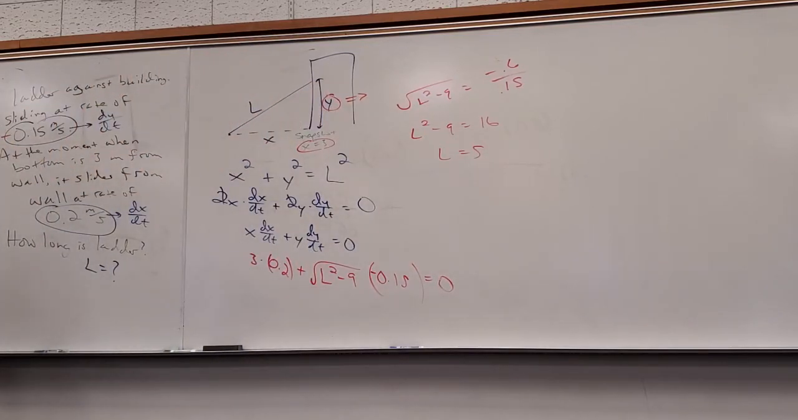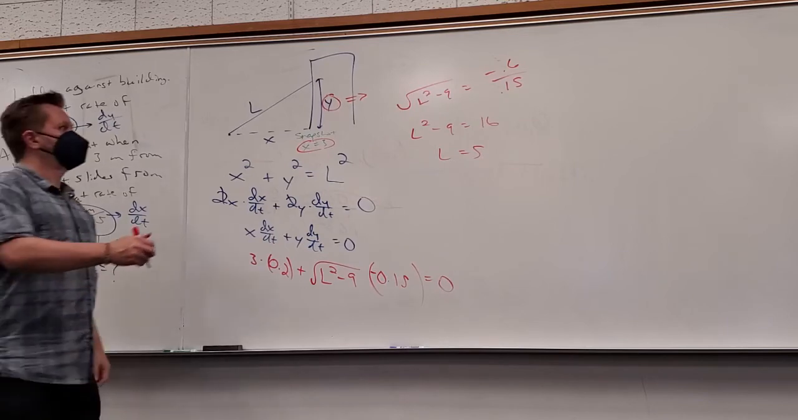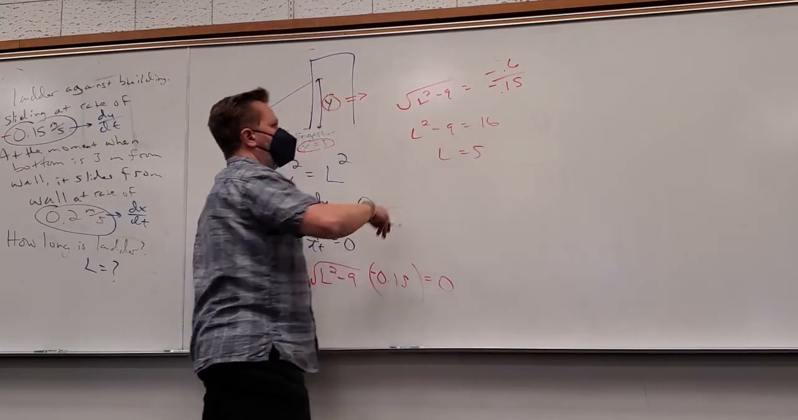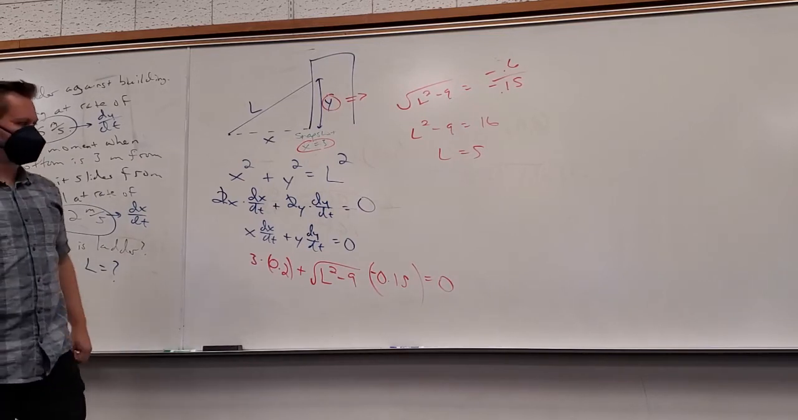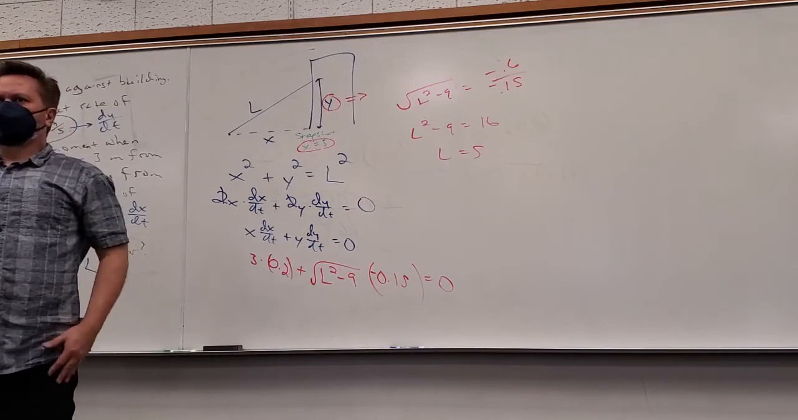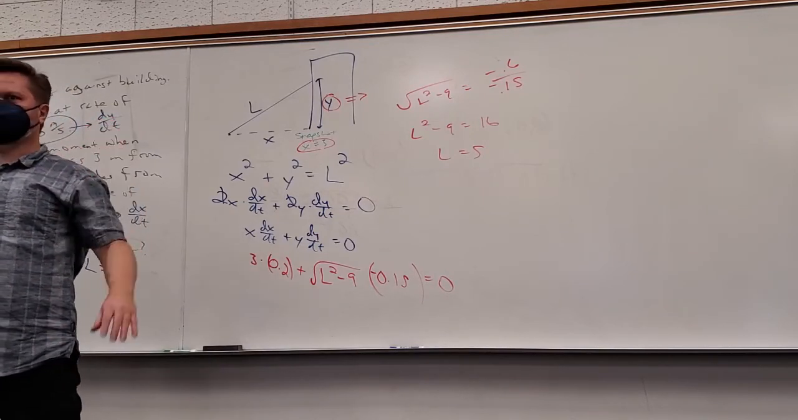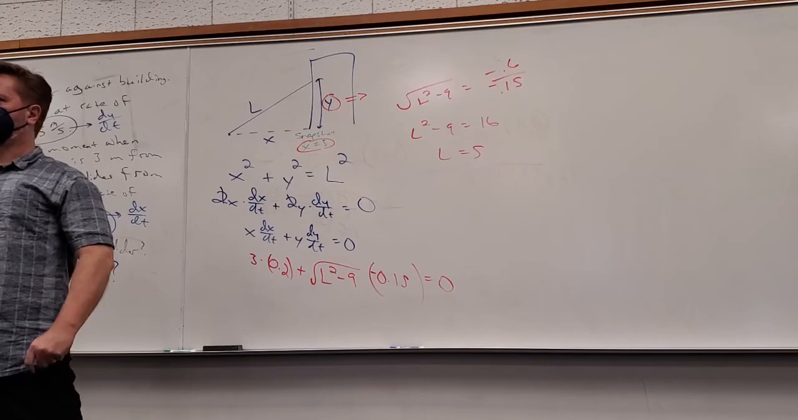Wait, wouldn't L equal root 5, because L squared minus 9 equals 16, so L squared equals 5? No, come on. Wait, okay, I see what happened, no worries. I make mistakes, I totally do. Everything's up there. All right.